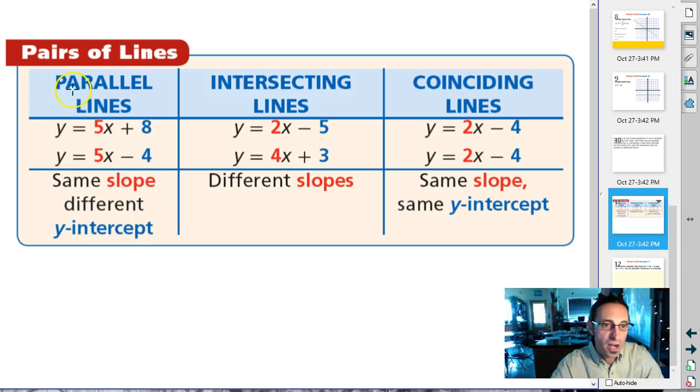Again, parallel lines: same slope, different y-intercept. Intersecting lines simply have different slopes. They're going to cross somewhere in a plane. Skew lines are two lines in different planes.